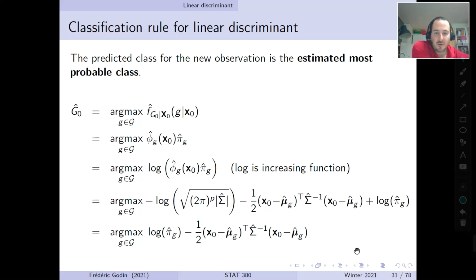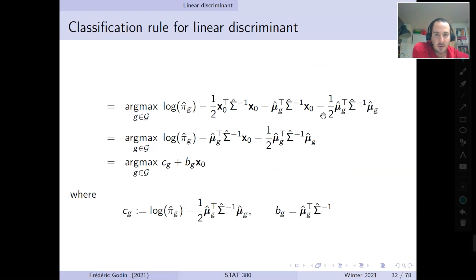And to go from here to here, we simply have to notice first that this quantity does not depend on g, so we can remove it because it's constant for all g's. Okay, so this is what we do to go from here to here. Let's memorize this.